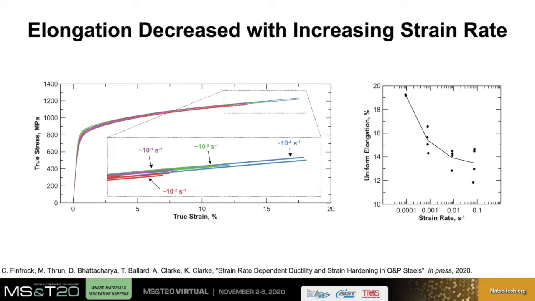Despite nearly identical round-house yielding behavior for specimens deformed at all strain rates, the specimens appeared to exhibit strain rate dependent ductility. As strain rates were increased from 10 to the negative 4 to 10 to the negative 1 per second, the uniform elongation repeatedly decreased from approximately 19 to 14%. Of course, this could have important implications for the formability of these steels at industrially relevant non-quasi-static rates.